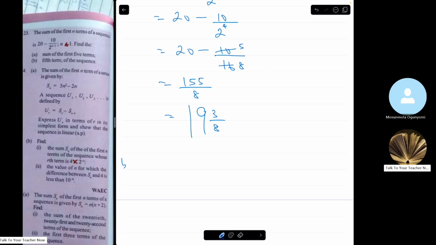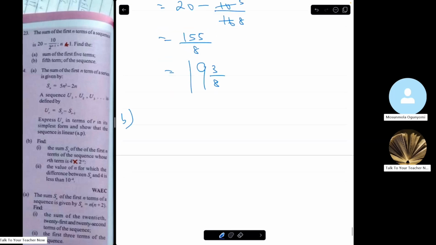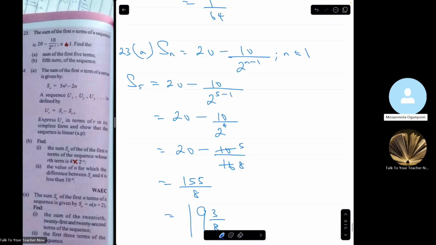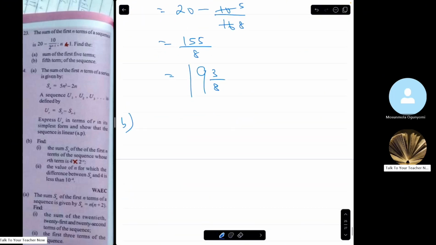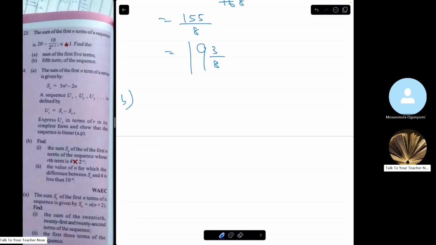The second question says what? Find the fifth term of the sequence. Fifth term means T5. Now let's do this, because we will need the first term and maybe the common difference or the common ratio to be able to find the fifth term. Now look at this. If I say these are terms of a sequence, can you say that?